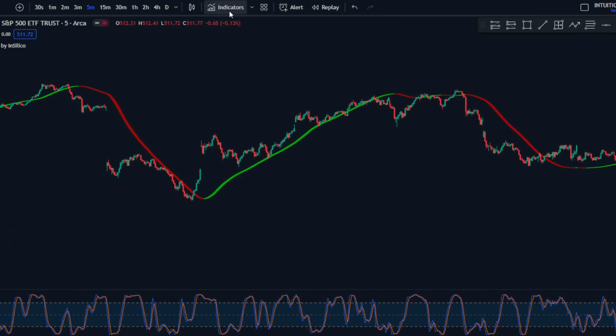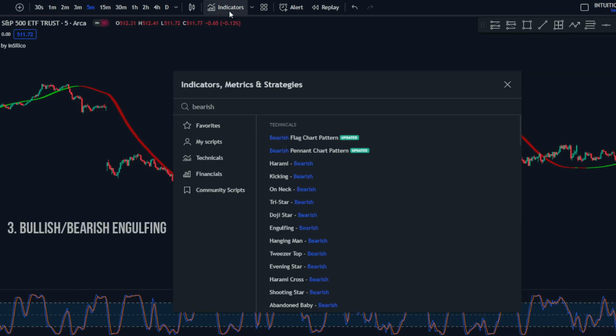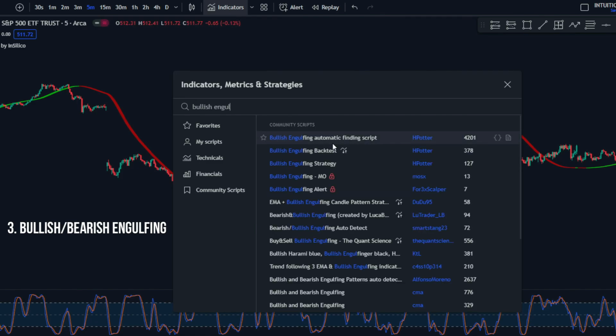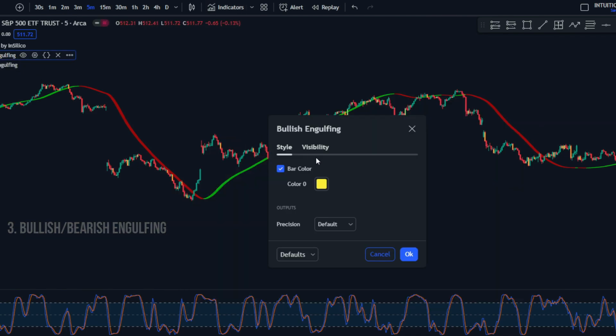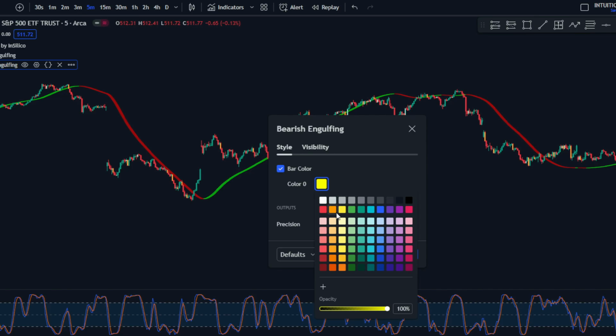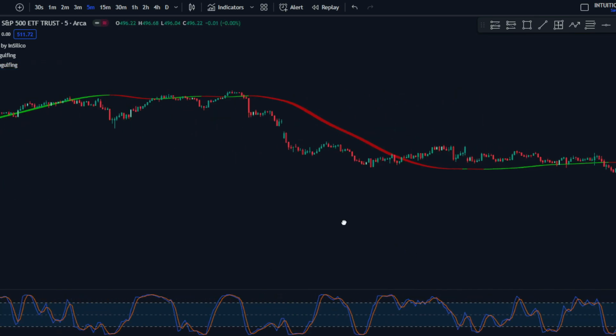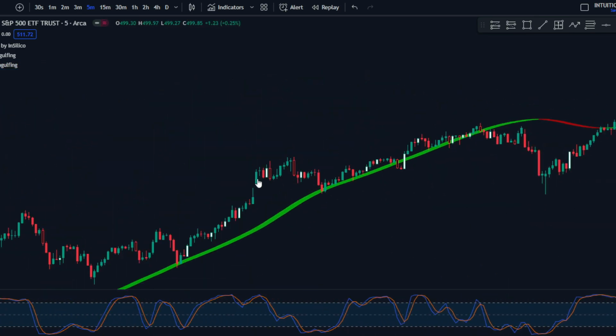For our last indicator, we'll be using the bullish engulfing. Search up bullish engulfing automatic finding script, and also the bearish engulfing automatic finding script. For this, we're just going to make things easier. We're going to change the bar color for the bullish engulfing to white and the bearish engulfing to black. So basically, whenever there is a bullish engulfing, the candle will be colored white, and when there's a bearish engulfing, the candle will be colored black.